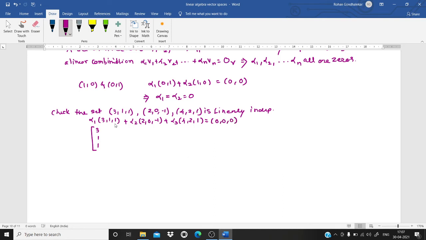Fine. Now we need to calculate alpha 1, alpha 2 and alpha 3. If all of them are zeros, then we say the set is linearly independent. Fine. So [3 1 1; 2 0 -1; 4 2 1] into alpha 1, alpha 2 and alpha 3 is equal to 0 0 0. Now my question is, what is the determinant of the coefficient matrix?